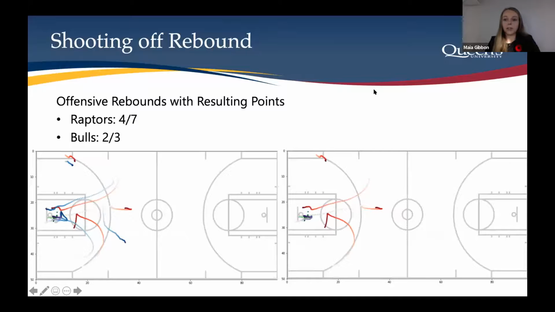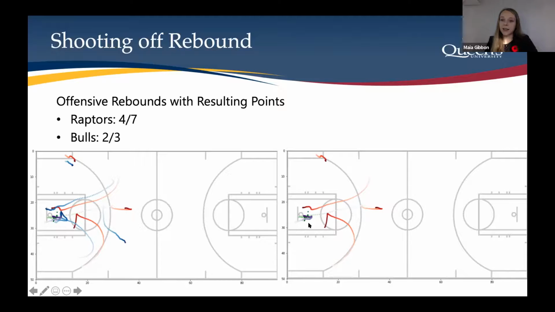All right, so the first scenario we observe is when players shoot directly off the rebound. So in this game we're looking at, this happened 7 times and 4 were successful for the Raptors, and then 3 times and 2 were successful for the Bulls. On the left we have maps of all the players. On the right it's just the offensive team. So in this case, the Raptors, and the purple player was the one who caught the rebound and then proceeded to shoot it again.